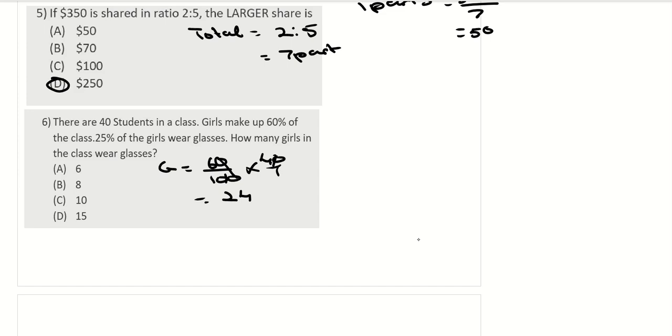Right? Then they say 25% of the girls. What is girls? 24. So 25% means over 100. So it'll be 25 over 100 multiplied by 24 over 1. We're supposed to know that 25 into 25 is 1, and 25 into 100 is 4. And then 4 into 24 is 6. So therefore, how many girls wear glasses? 6 girls wear glasses.